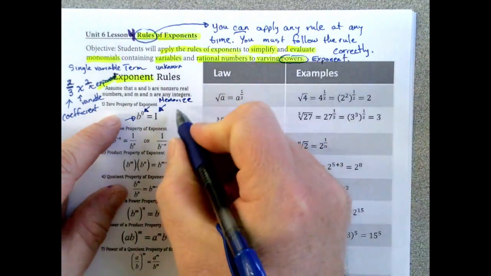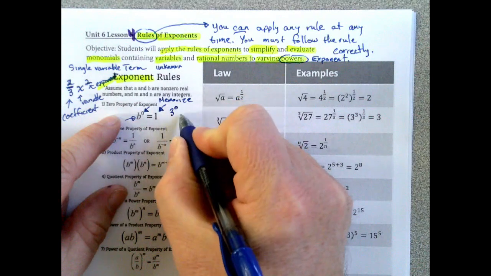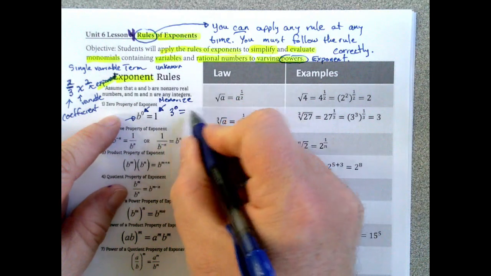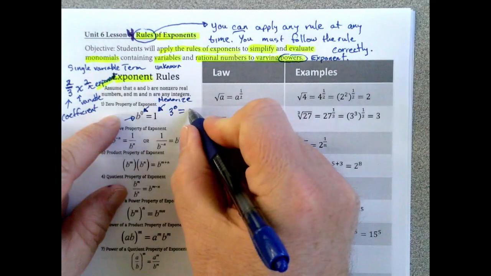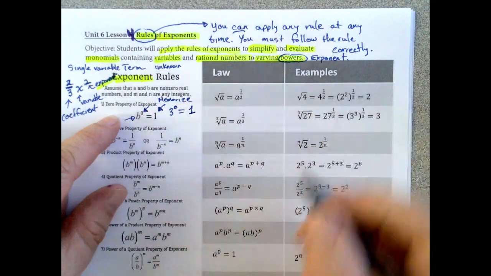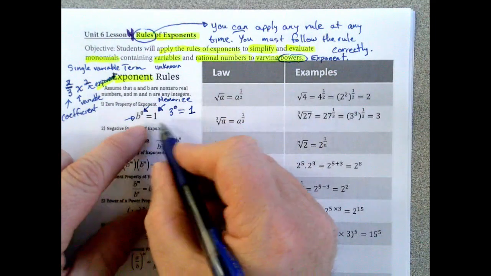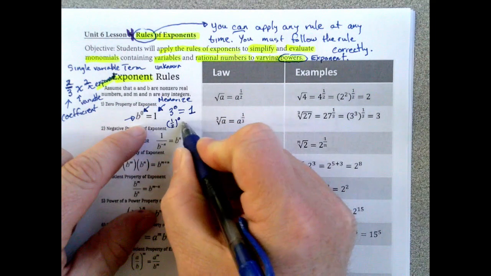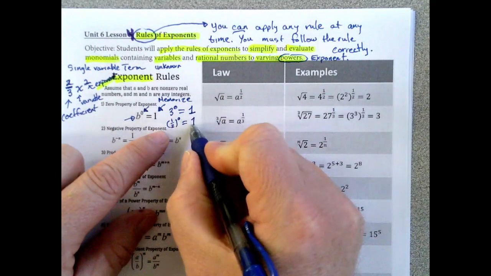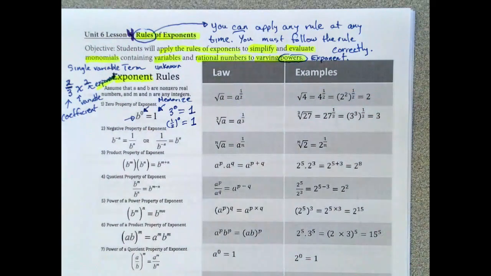So let's say I had the number 3 to the 0 power. What does it equal? It doesn't equal 3. What does 3 to the 0 power equal? It equals the number 1. What does 1/2 to the 0 power equal? It doesn't equal 1/2, it equals 1. And we can look at that really simply.